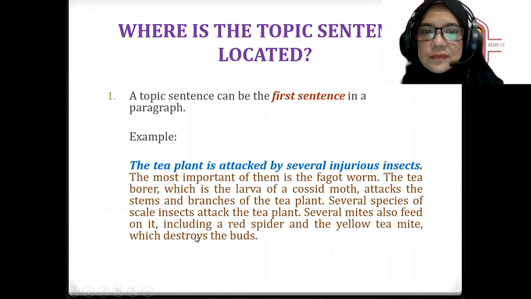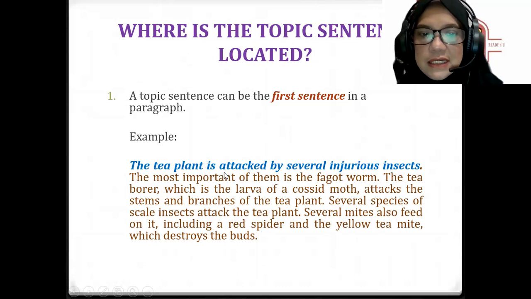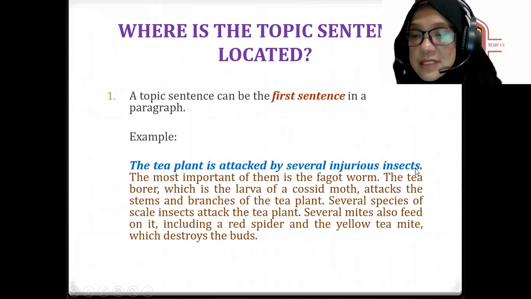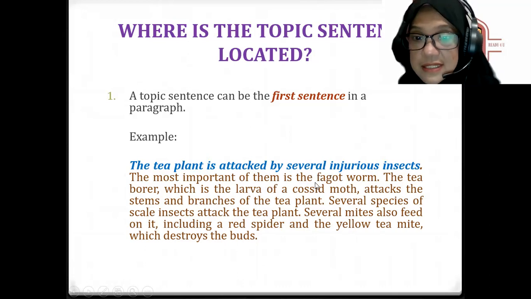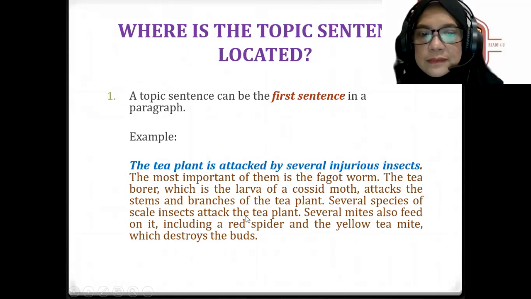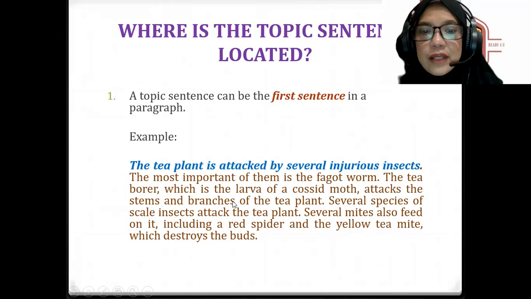So, for supporting details, you have to write sentences which support the sentence in blue. So it says here, attacked by several insects. So your paragraph has to mention several insects. Like this, faggot worm, corset moth, mites, okay? Red spider, yellow mite, right? Showing that these insects attack the tea plant.